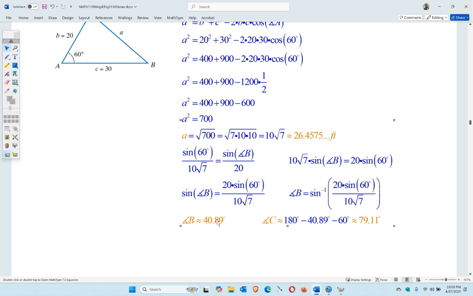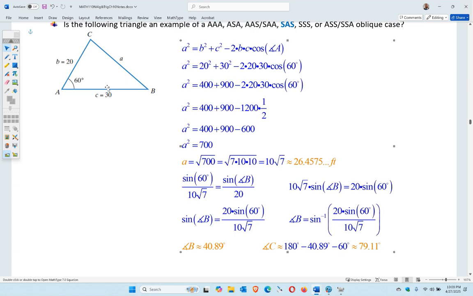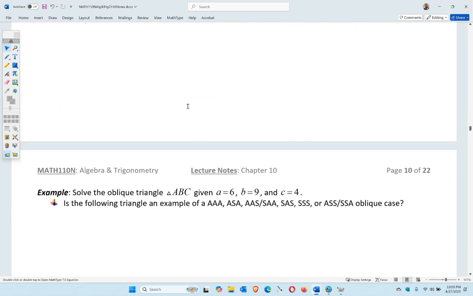Because there were obviously two angle B's, but it couldn't have been the obtuse one because of the fact that 20 is less than the 26.45. And if this was 60, then this angle had to be less than 60 degrees, obviously. Okay, let's go to the next page.